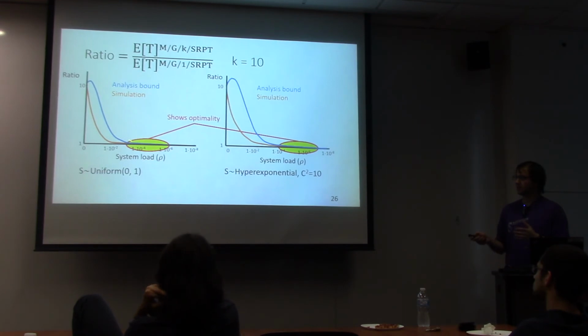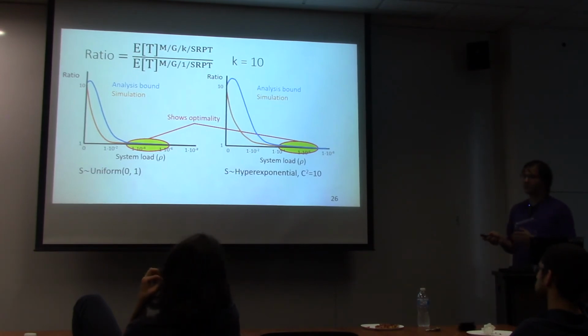Now here's what I want to point out. Look at this region. This is where load is getting high, and both the simulation and our analysis, in both cases, are converging to 1. So what we said is really true. This ratio does converge to 1 in the limit as load gets large.